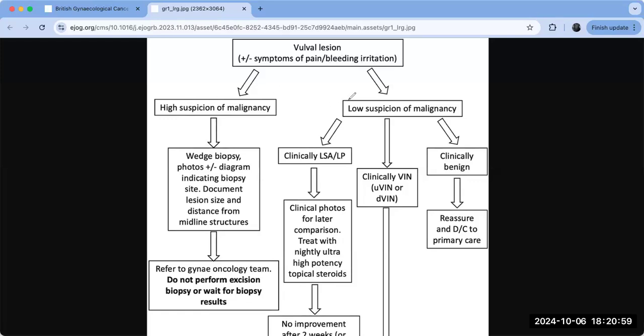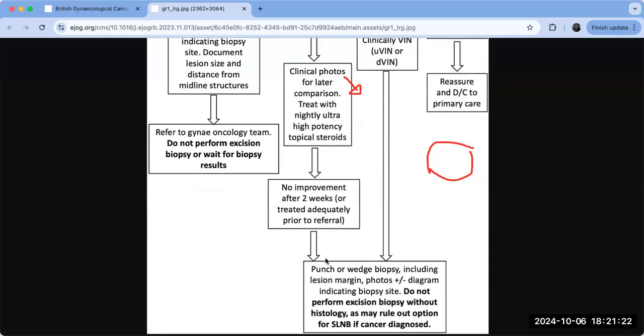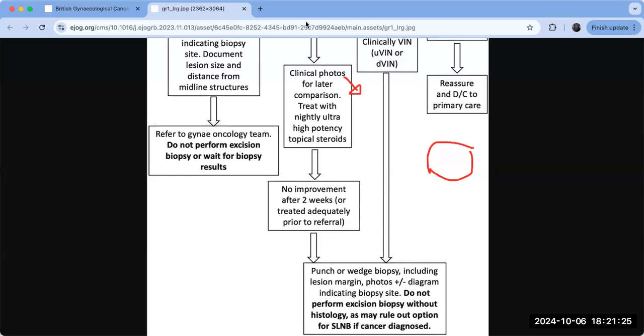Okay, if the patient presents with low suspicion of cancer, let's start with this one first. So what you will do, you will look to the examination. If it is clinically benign, reassure. If it is clinically VIN, either the usual type or the differentiated type, punch or wedge biopsy, including lesion margin, plus taking a photo. Taking a photo for documentation in vulval lesions is very important because this will help follow-up. And plus or minus a diagram indicating the biopsy site.